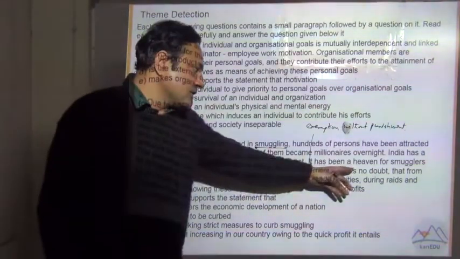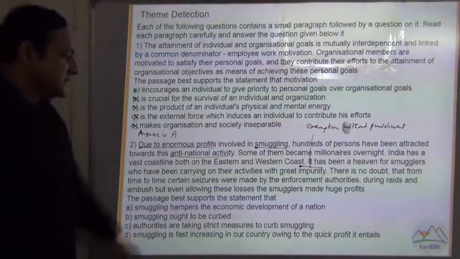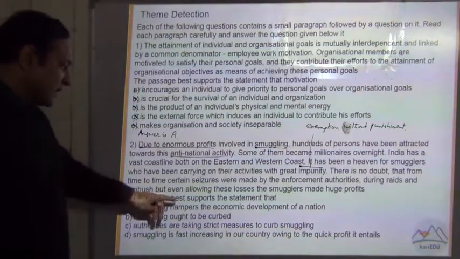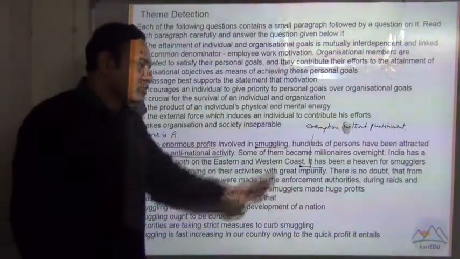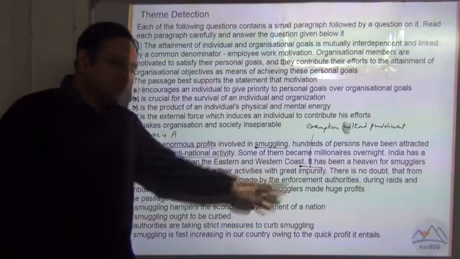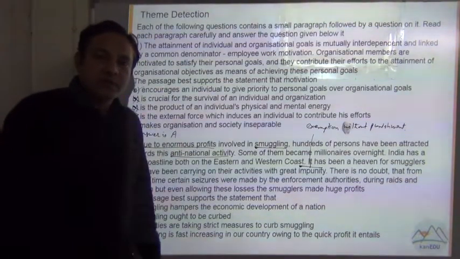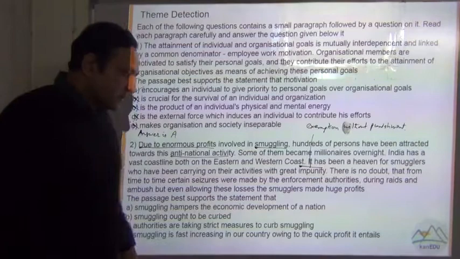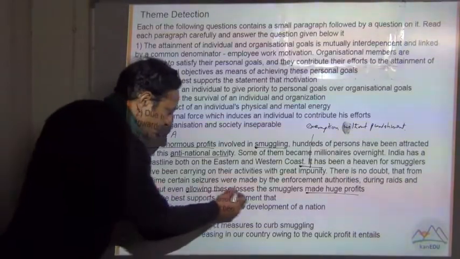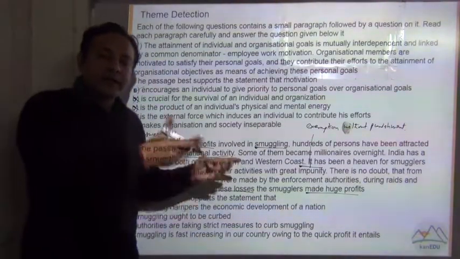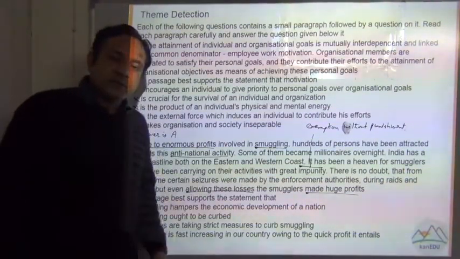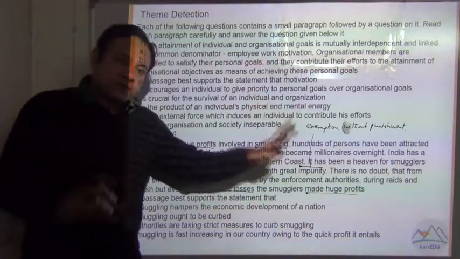So there is no doubt that from time to time certain seizures were made by the enforcement authorities during raids and ambush. But even allowing these losses, the smugglers made huge profit. So even if there are some raids by the enforcement authority and they capture these smuggling goods, that is a small loss for the smugglers. But still they make huge profit even allowing these losses. So in a raid, some smuggling stuff has been seized by the enforcement authority, but that is a small loss. So still they make good profit.